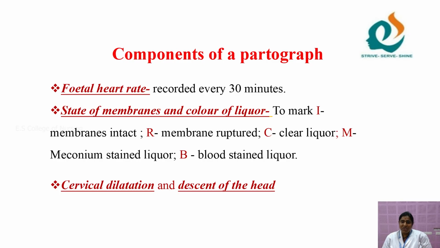In the same way here, if the membrane is intact, we mark I, and if ruptured, we mark R. Once the membrane has ruptured, you have to see the color of the liquor, whether meconium stained or blood stained liquor is there. We know that with meconium stained liquor, the density of the amniotic fluid is increased. When the baby swallows that, it blocks the respiration and the baby can't cry. Immediately IUD or stillbirth may happen. That has to be ruled out here itself and you have to take cesarean section. You should not wait for normal vaginal delivery.